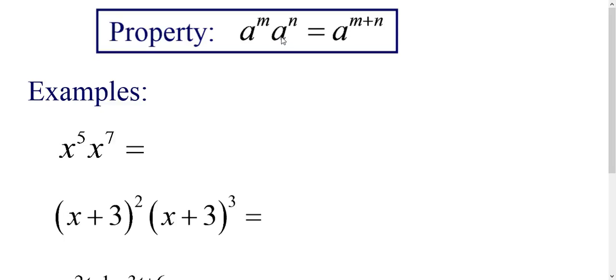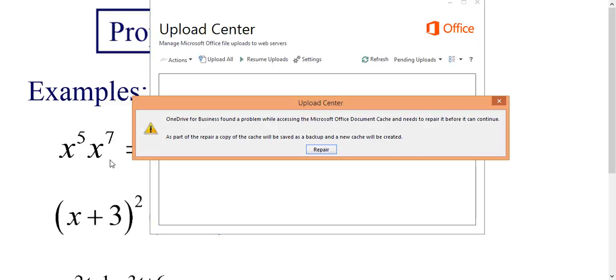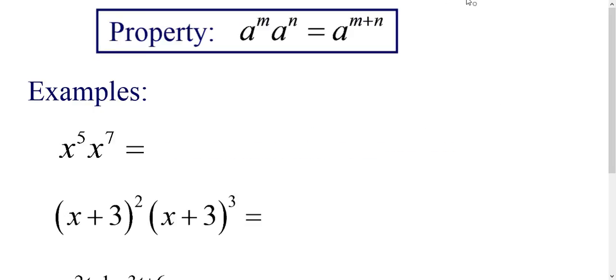When you have the same base, you can add exponents. So x to the 5th and x to the 7th, that's the same base. You add the exponents. 5 plus 7 is 12. You have the same base, x plus 3. So you keep the base, you add the exponents, you get 5.